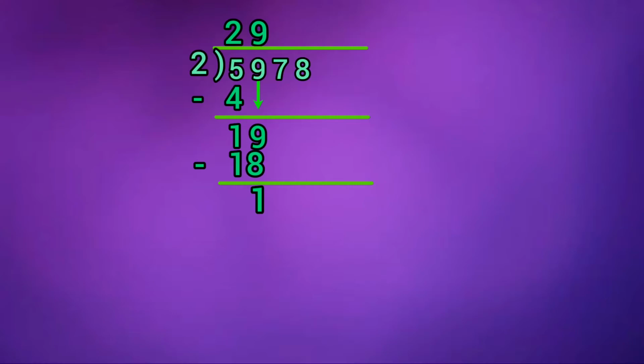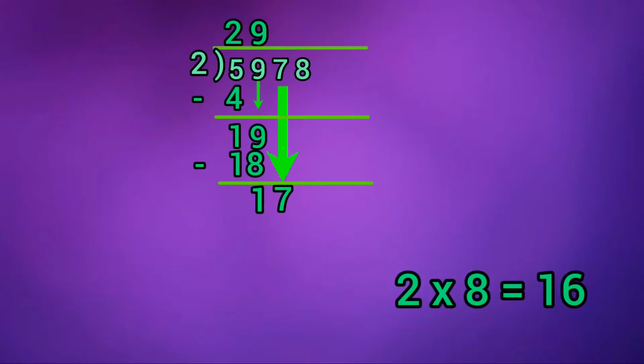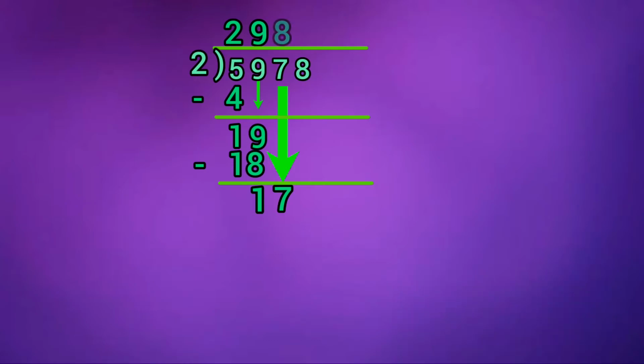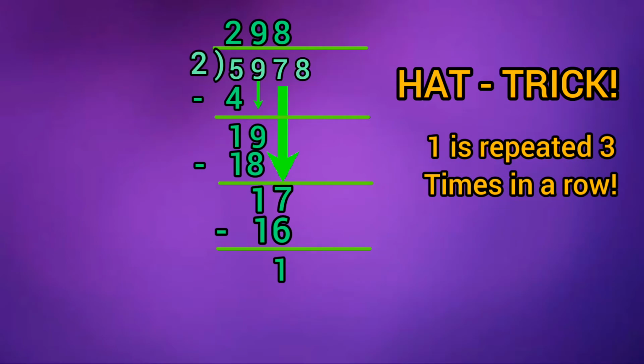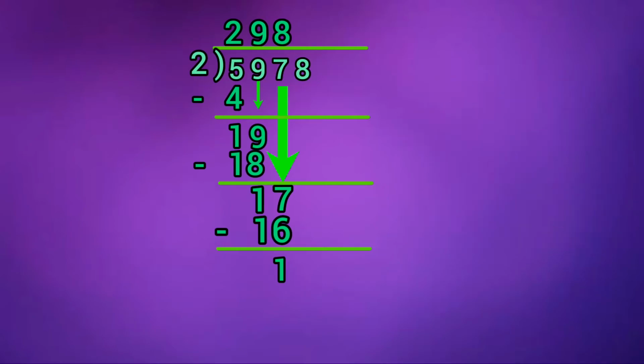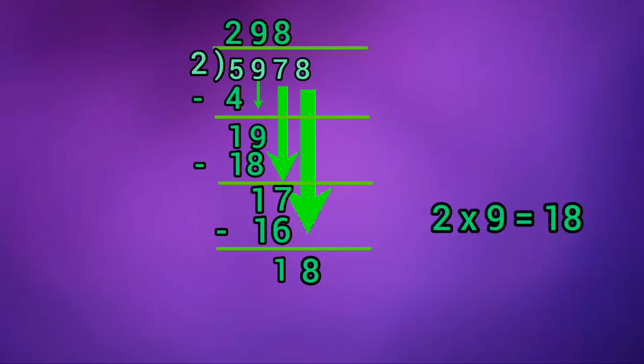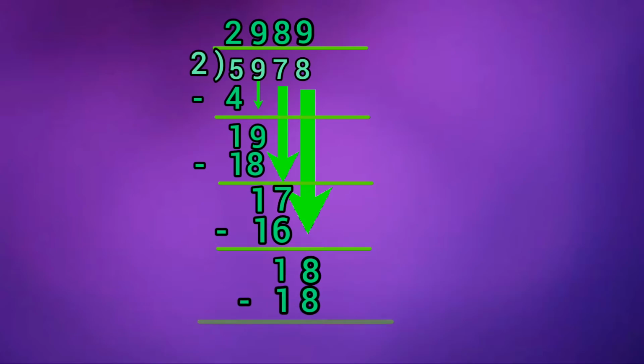Keep 1 and bring down the next number, 7. Keep it next to 1 and it becomes 17. Now in the 2 tables, 2 into 8 is equal to 16 is the only answer. So keep 8 in the quotient and subtract 16 from 17. It becomes 1 again. Hat-trick! 1 is repeated 3 times in a row. Keep 1 and bring down the next number, 8, which becomes 18. Now we know the answer. 2 into 9 is equal to 18. Keep 9 in the quotient and 18 minus 18 is equal to 0.